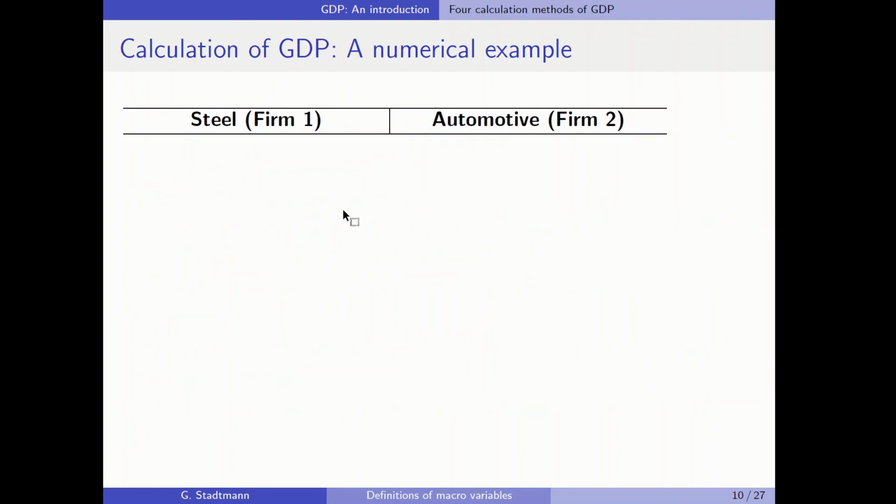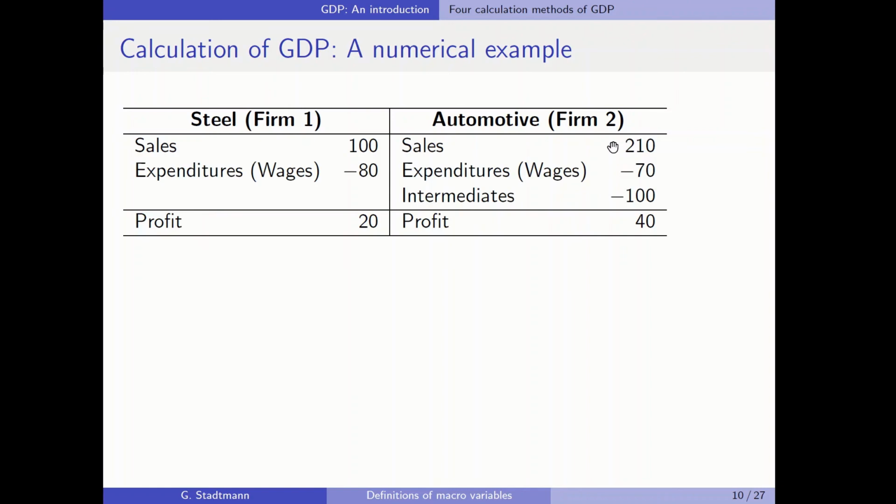So we are looking at one economy. There is one firm which is called the steel company, which is producing steel. And the steel is sold to the automotive company, which is producing cars. And this is firm number 2. So we have different layers of our economy. This is layer 1, this is layer 2.